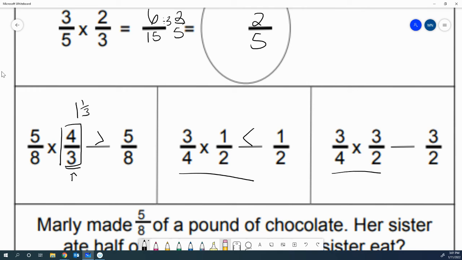And this last one, 3/4 times 3/2. Ooh, this is a challenging one. Try it out and see what you get.